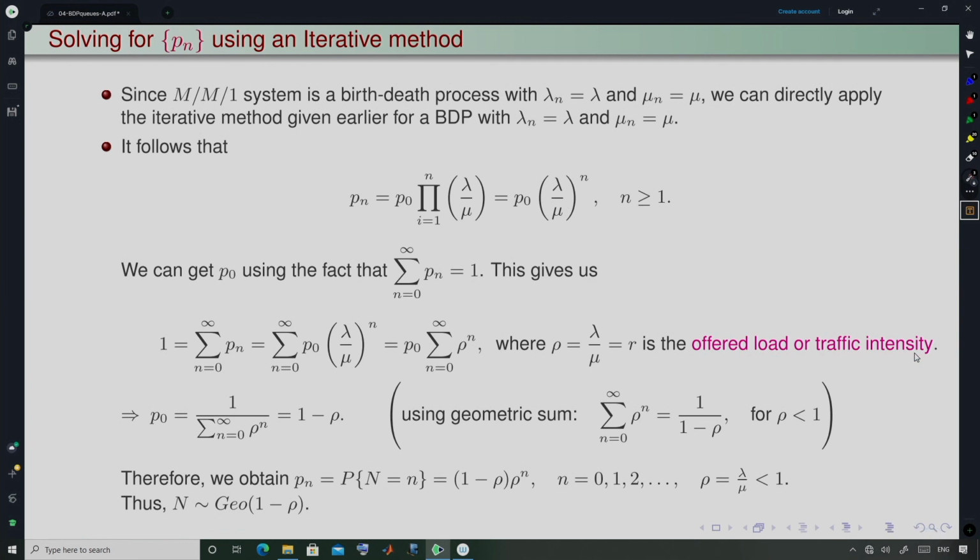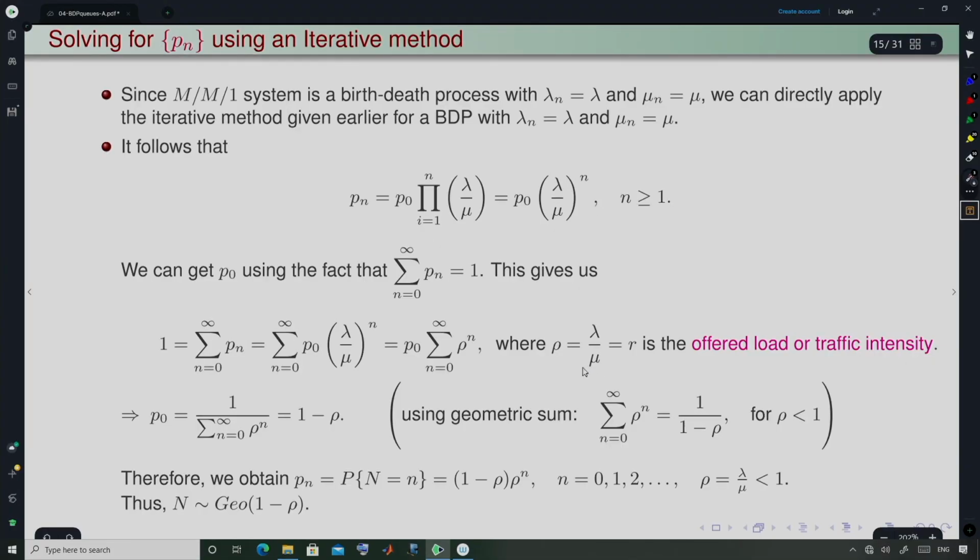It may not be true in general that both of them are equal; rho need not be equal to R for all systems. When you have multi server, of course, this is not equal, but in this single server system this is equal. So, interchangeably you can call it the offered load, which means you are looking at the system as a whole. Traffic intensity is basically per server that you are looking at. Here since there is a single server, it is one and the same. So, this is what is rho, and P naught summation of rho to the power n is equal to 1.